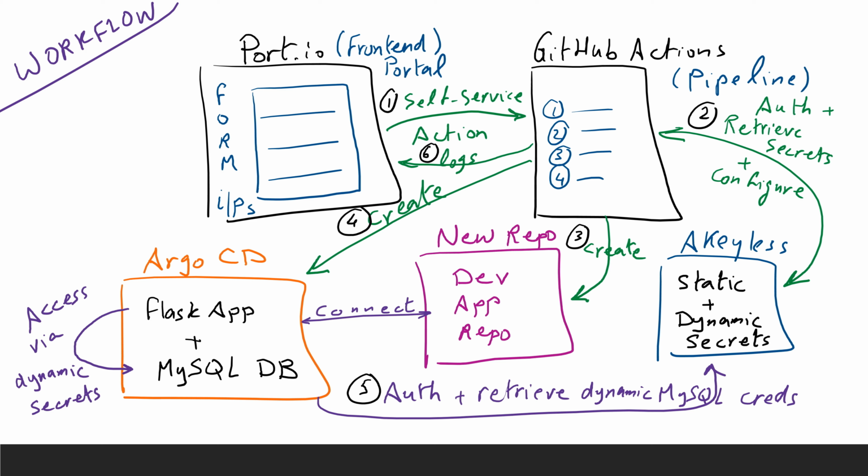And then finally, the logs come back from the GitHub Actions. Once it's completed, it will give you some logs in port. As a developer, you can see the URL of your new repo. You'll see the Argo CD dashboard in port and a few other things that you can define there. And then finally, you'll have your developer start doing their work in this new repo.